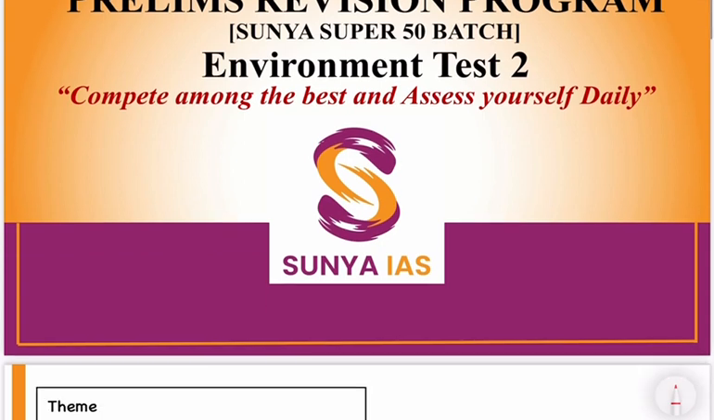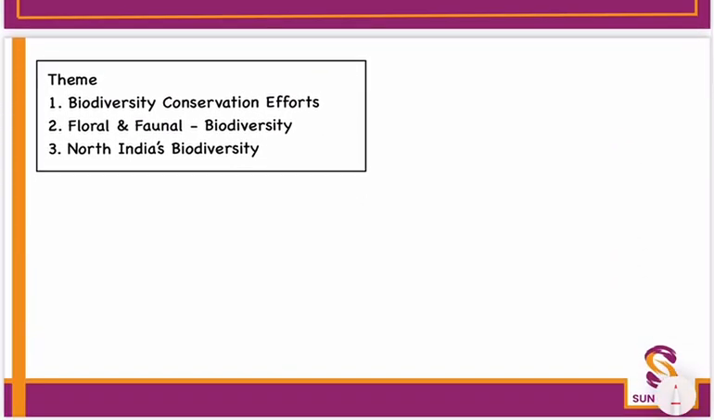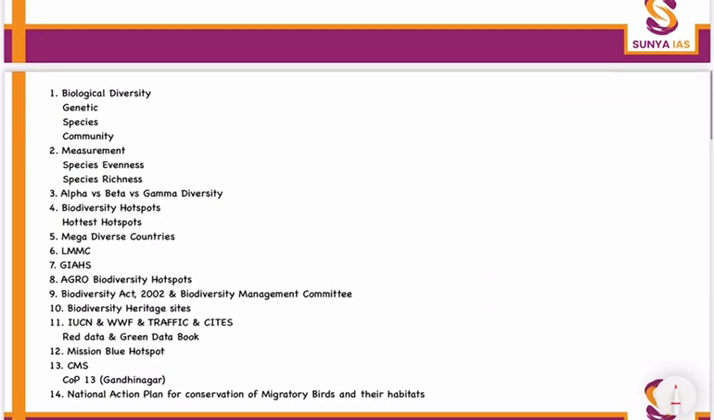All right, so let's begin. The test number 2 with respect to environment, we have the theme of biodiversity conservation efforts, right? Floral and faunal biodiversity, and lastly the mapping area, that is North India's biodiversity. All right, so with respect to this, we have to do the biological diversity.